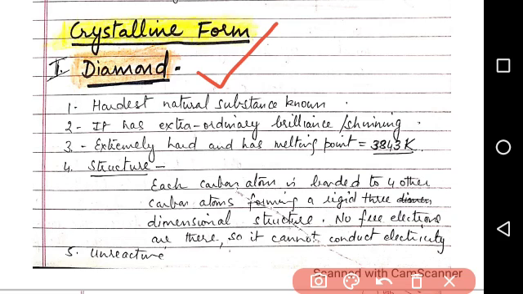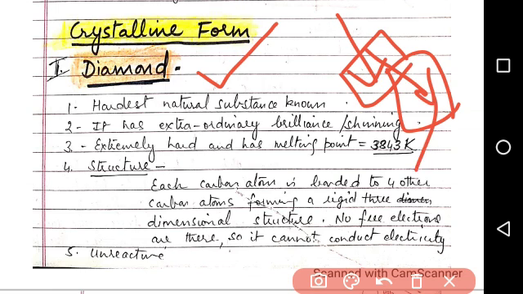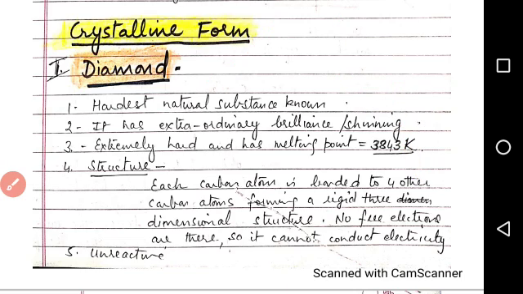It is the hardest natural substance known till now. Second point, it has extraordinary brilliance or shining. Why does it have an extraordinary brilliance? Because it has many surfaces. When we study its structure, we'll see that it has many surfaces through which the light gets reflected. When light reflects from various surfaces, it produces a lot of shining. So it has extraordinary shining or brilliance.